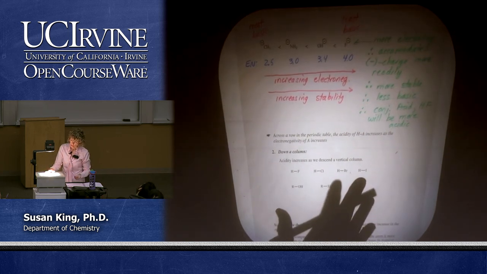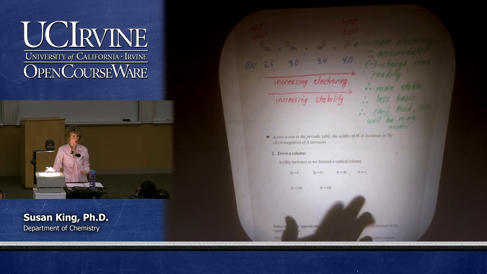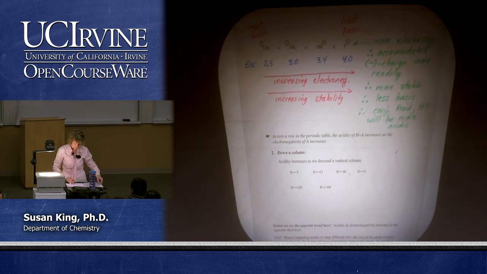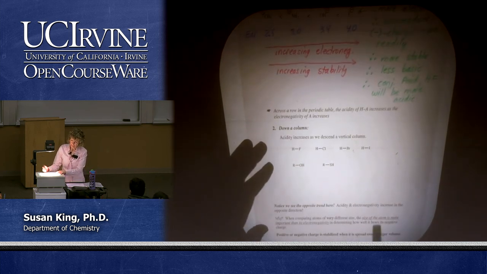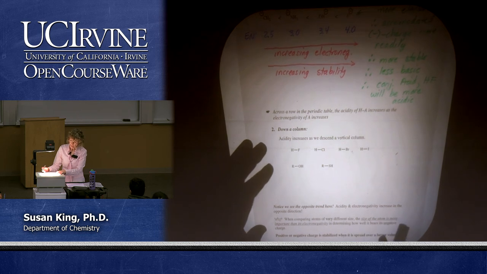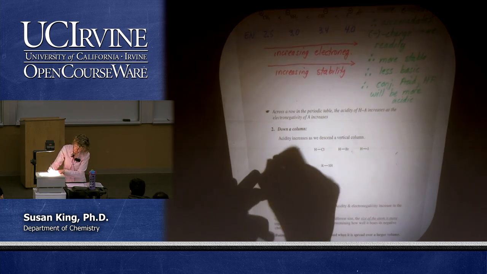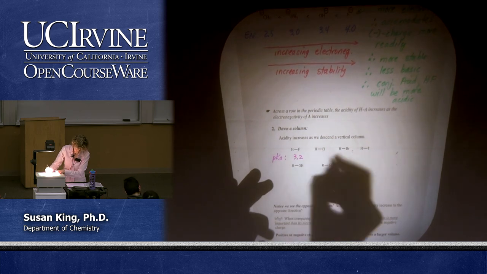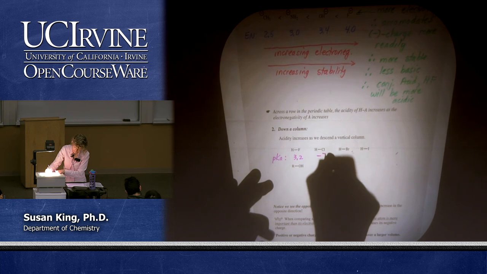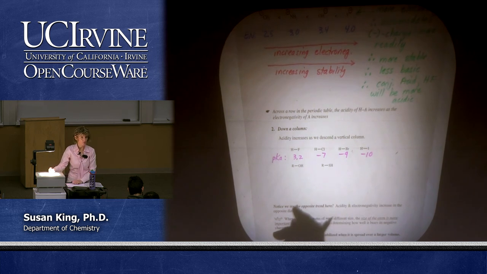So across any row in the periodic table, the acidity of HA increases as the electronegativity of A increases. Makes good sense. Now we're going to throw that all out when we talk about going down a column in the periodic table. Acidity increases as we descend a vertical column, and that's not going in the same direction as electronegativity. So this is going to throw you off a little bit. pKa, HF, 3.2, then minus 7, minus 9, minus 10. There goes that trend, huh?